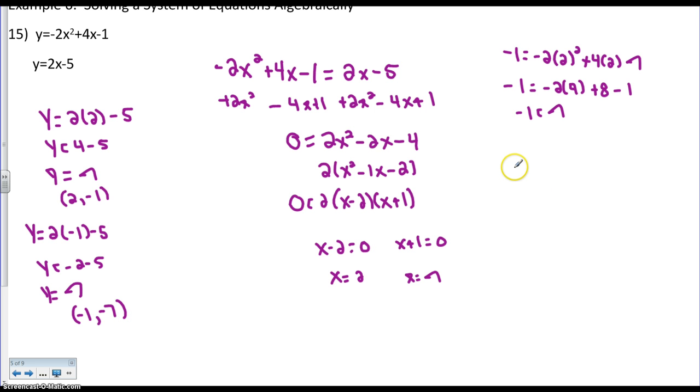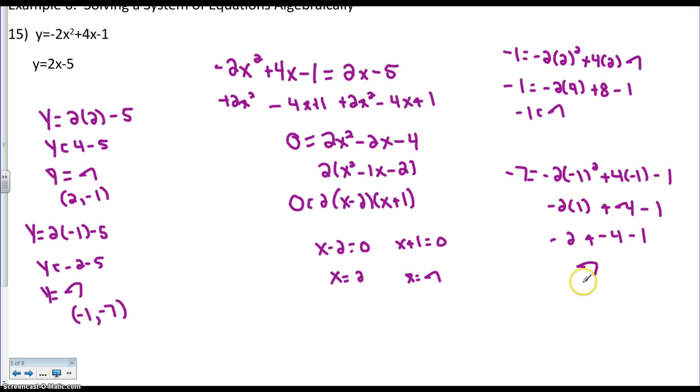So let's check that one out in the first equation. So negative 7 equals negative 2 times negative 1 squared plus 4 times negative 1 minus 1. So negative 2 plus 1 plus negative 4 minus 1. Negative 2 plus negative 4 minus 1 is negative 7. So my two solutions are negative 1, negative 7, and 2, negative 1.